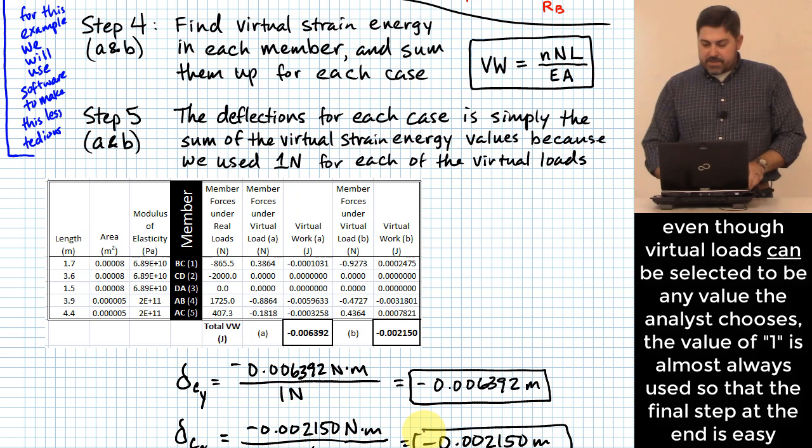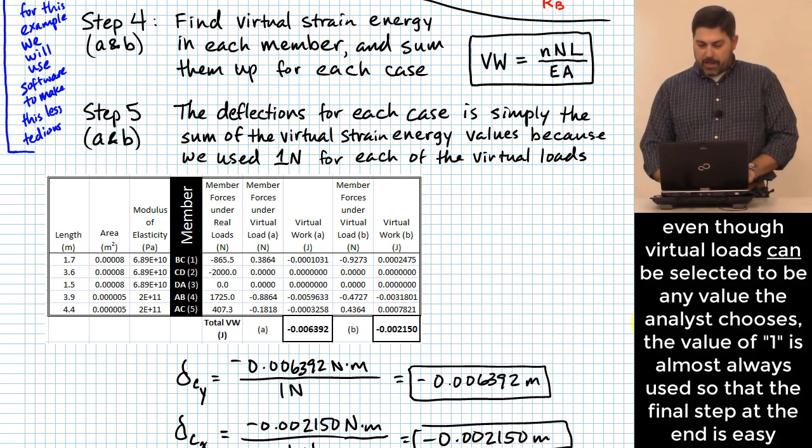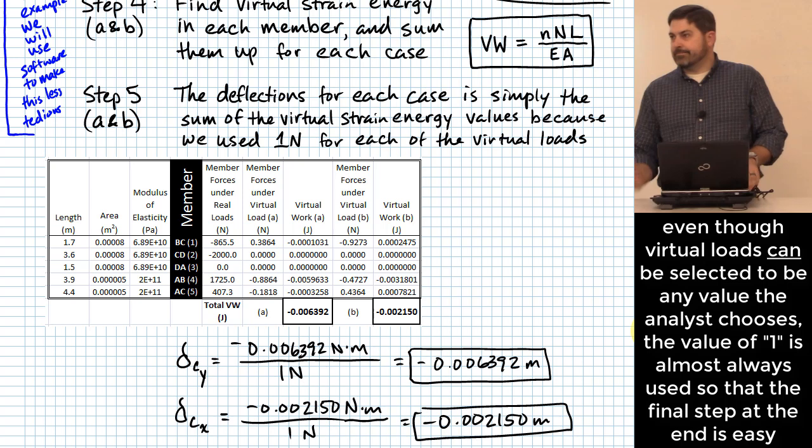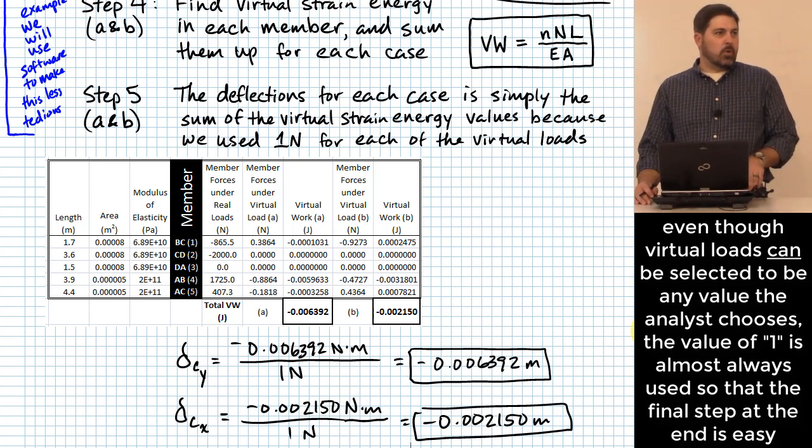And so it's very easy to see why, whenever you're applying a virtual load to do this method, people usually like to use the number 1. We can use any value you want. You can put on there 52.89 newtons or something like that. You do the whole process, and at the end you'll divide out 52.89 newtons, and it'll end up giving you the same result as what we got by using 1 Newton. Okay? Questions? All right.